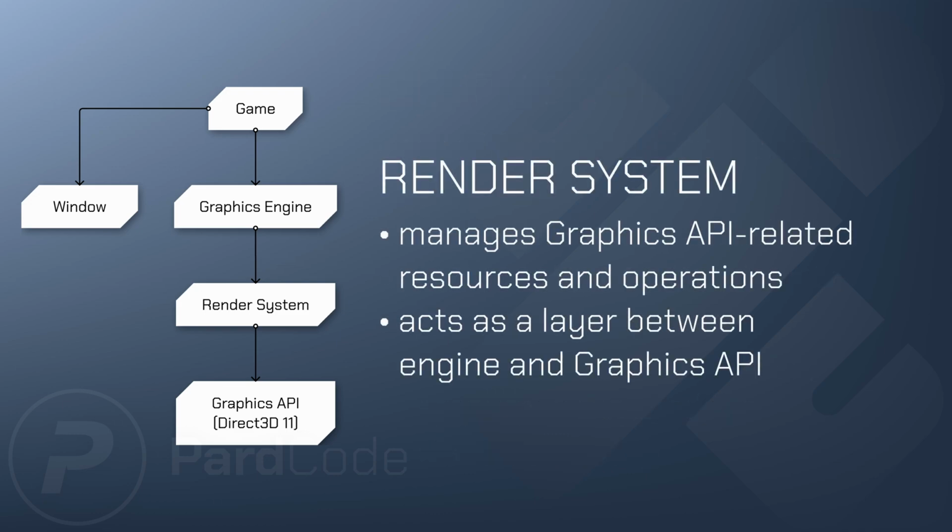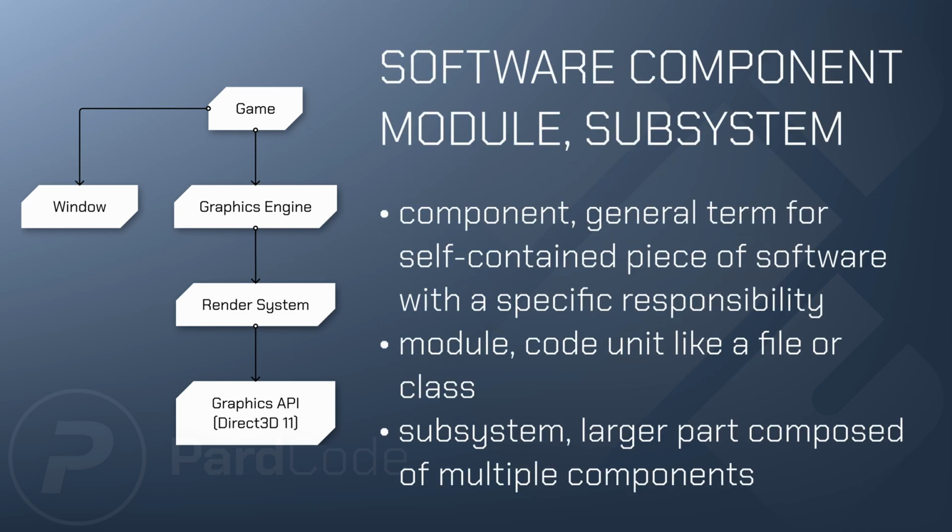In order to have a clean and modular architecture, we should manage all the Graphics API related functionalities inside a suitable software component within our graphics engine. We will call this component the render system. A software component can also be defined as a module or subsystem, depending on the context. A module is a smaller code unit like a file or class. A subsystem, instead, is a larger part made up of multiple components working together. For this reason, since our graphics engine is now made up of at least one software component with a specific responsibility, we can also define it as a subsystem.